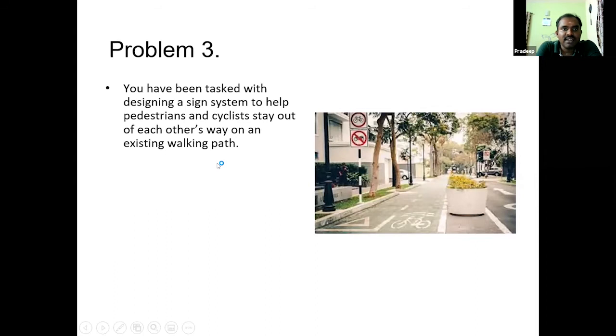Now problem number 3. You have been tasked with designing a sign system to help pedestrians and cycles to stay out of each other's way on an existing walking path. Especially in India. If you have a walking path, we have seen people driving two-wheelers on the walking path. So what kind of research we need to do?